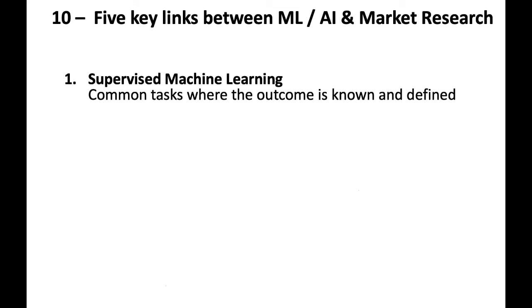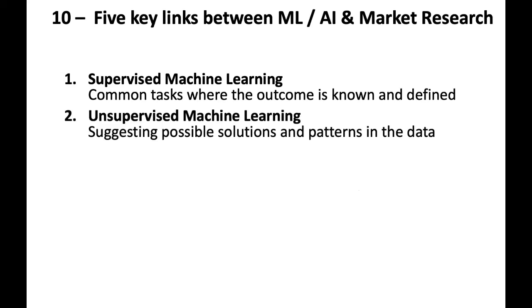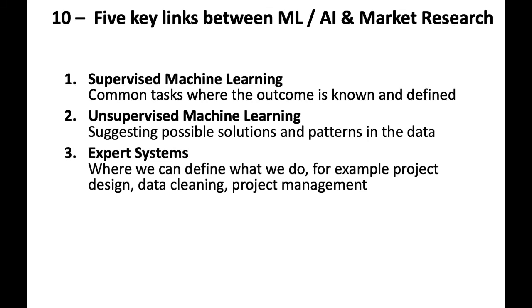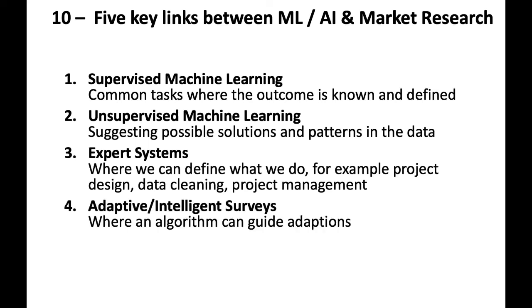Five key links is my final point. So it's a little bit of a cheat, really, this tenth one, because it's five key links. Supervised machine learning is where we have common tasks where the outcome is known and defined. Unsupervised machine learning is where we're asking the computer to suggest possible solutions and patterns in the data. Expert systems, where we can define what we do, for example, in project design, data cleaning, project management. Adaptive intelligence surveys are where we can use an algorithm to guide those adaptations.